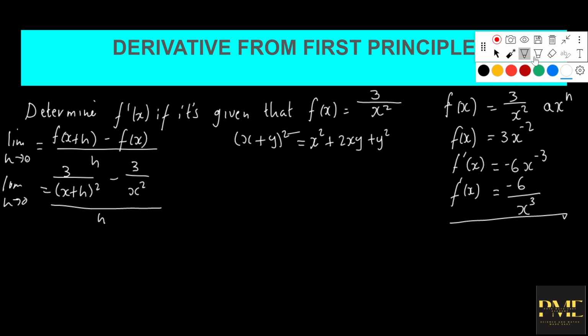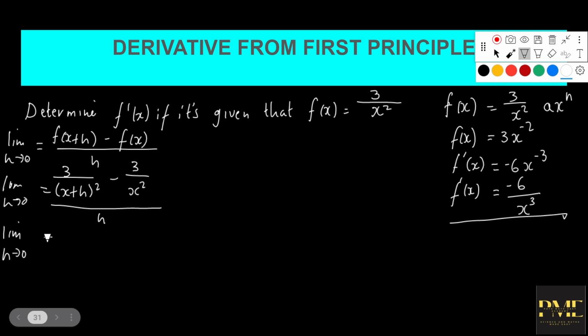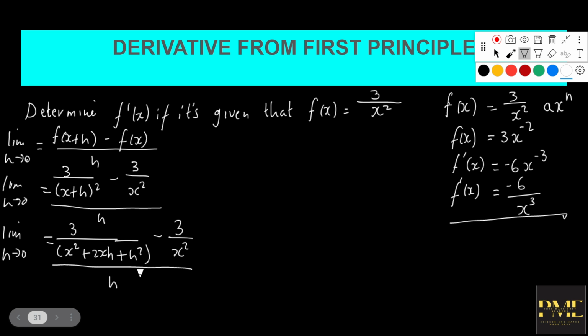Okay, right, so that will help us when it comes to here, we're going to be making use of that method over there. So we're looking at a limit where h approaches 0, this will be equal to 3 over, okay, and then when we actually expand that quickly, we're going to have x squared plus 2xh plus h squared. Okay, so we just made use of the method we talked about. So minus 3 over x squared, and then this is all over h, guys. Okay, so we see here that we have a fraction minus another fraction.